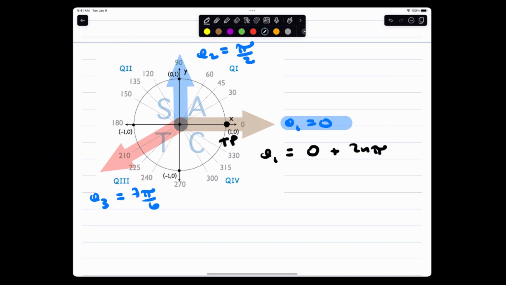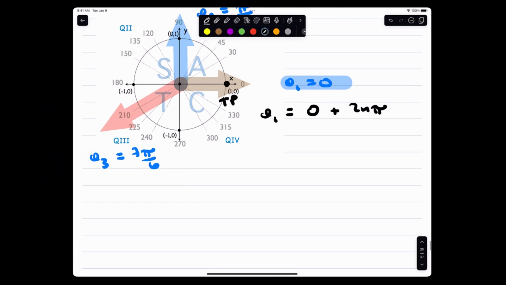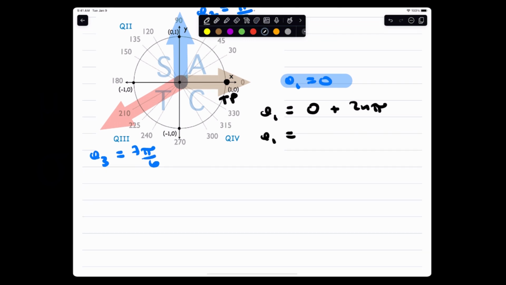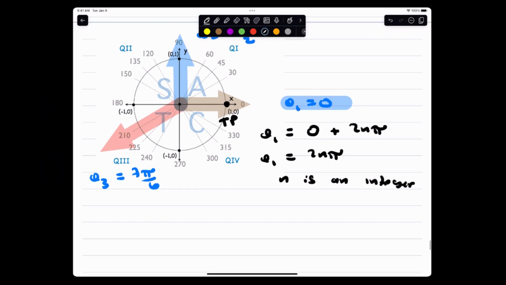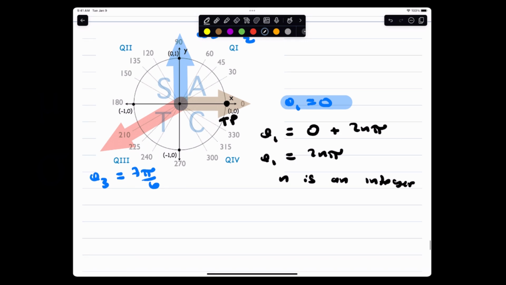Why do I add 2n pi? If this is my terminal point, how would I get every other coterminal solution? I have to rotate one full revolution, 360 degrees or 2 pi radians, and I could do this forever. So theta 1 is 2n pi, where n is an integer. You okay with that? Take your 0 and do your arithmetic, adding 2n pi. You get 2n pi.